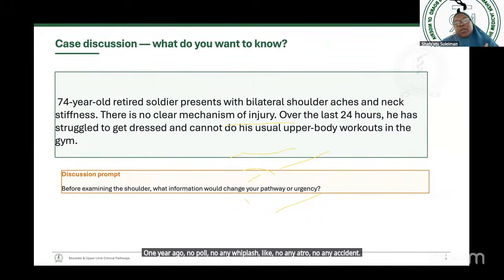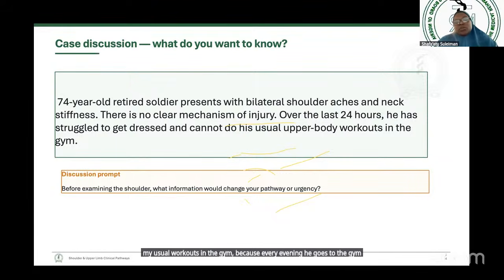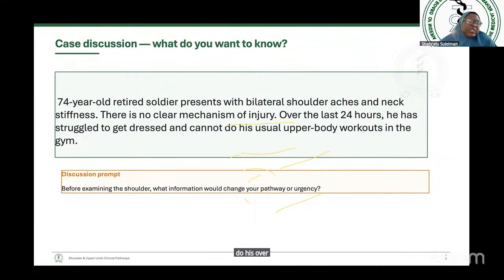And he only said over the last 24 hours, I've been having difficulty, struggling to get dressed and do my usual workouts in the gym, because every evening he goes to the gym and does his workout. But he's been struggling for the past 24 hours. When he went to the gym, he was not able to do his overhead activities. He's just feeling not too okay with the shoulders.